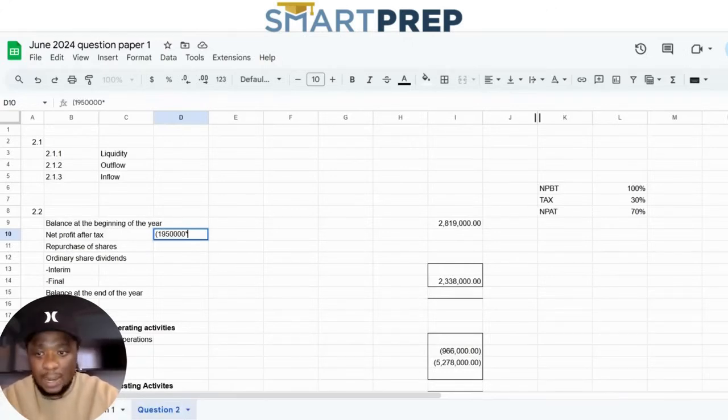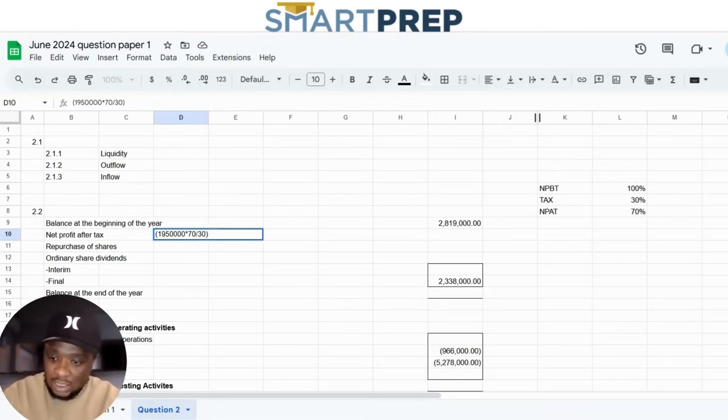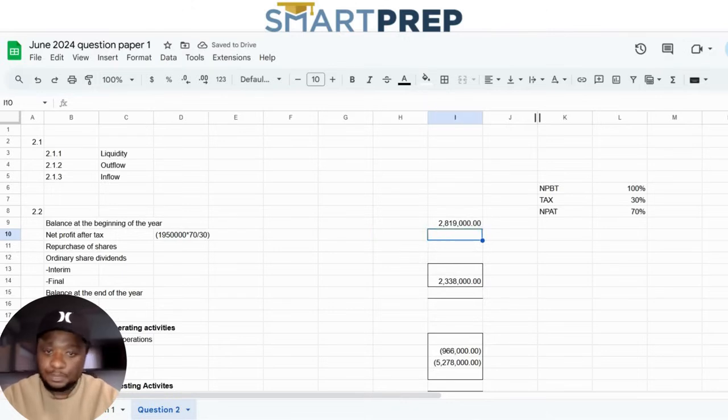So we're going to say 1,950,000, and then we're going to multiply by what we're looking for. So we're looking for the net profit after tax, and then we're going to divide by what we're given, and what we're given is the tax, which is at 30%. And so that would be our calculation for the net profit after tax, and that works out to 4,550,000. Okay, cool. Let's move on.